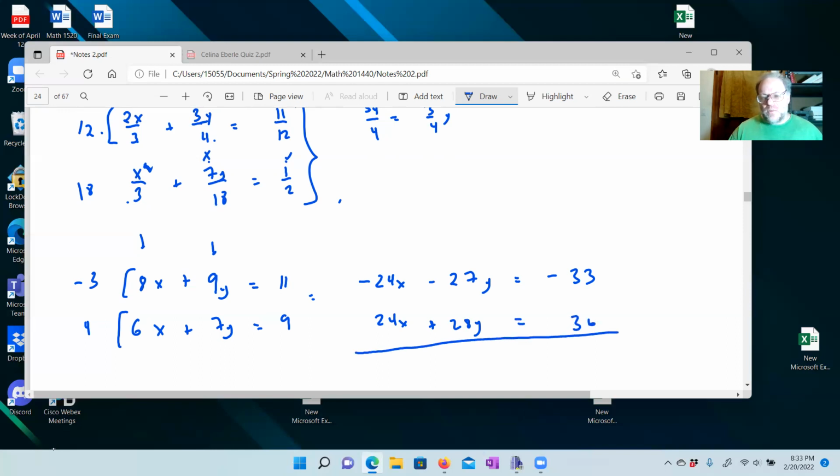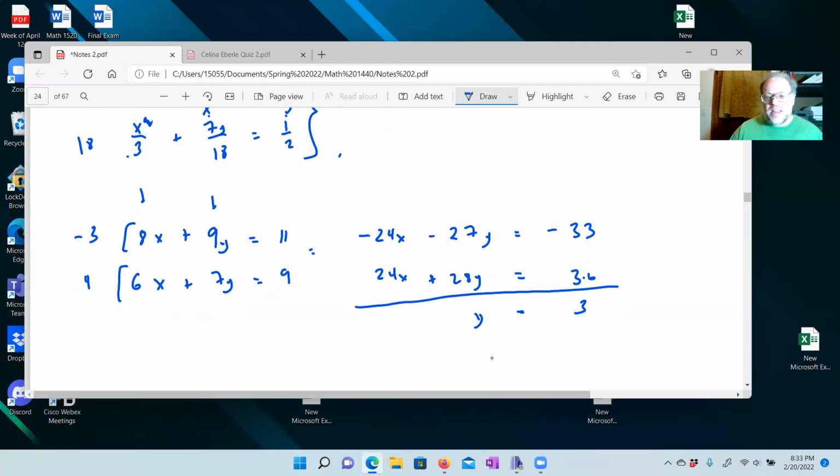We add, oh, we should look at that. 28 minus 27, that's 1. We just get y. And then 36 minus 33, 3. So that was kind of nice of them. Generally with these problems, my job is to pick the problems that tend to come out nice and easy.